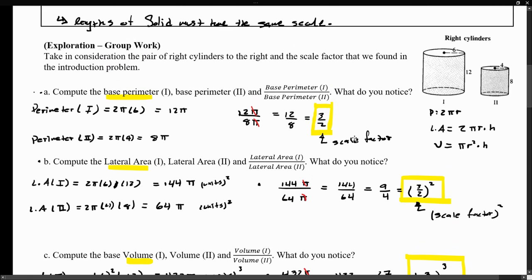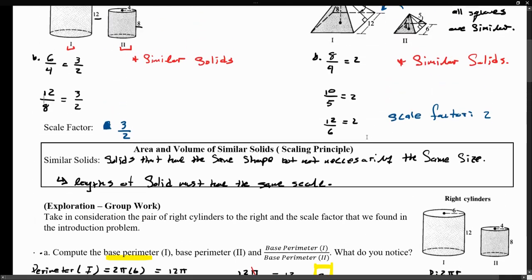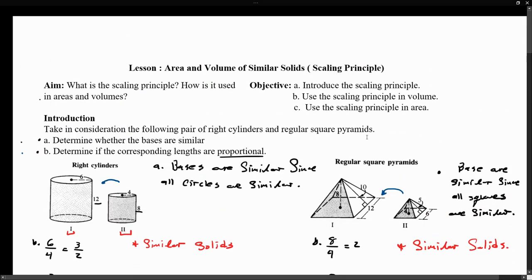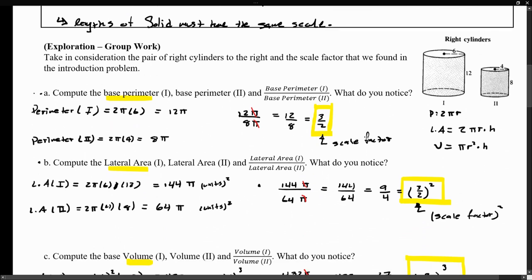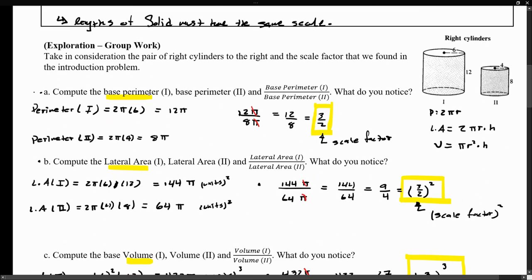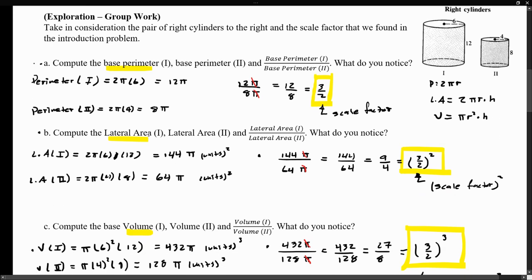And we can use this relationship now to compute or even solve some word problems, which we're going to take a look at in a couple of minutes. But this is the idea here. This is what we call the scaling principle. The scaling principle is that if we find the proportions among the perimeters, it's always going to be equivalent to the scale factor. If we find the proportions among the lateral areas, we're always going to get the scale factor twice, or a scale factor squared.